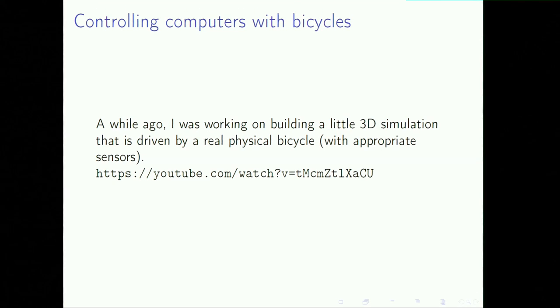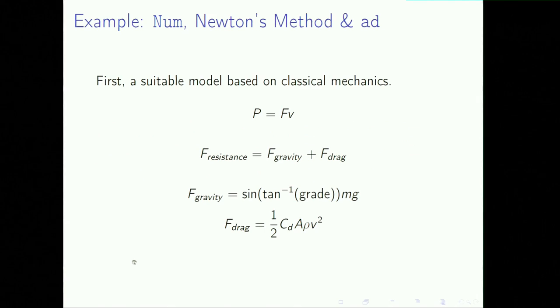So I've got an indoor bicycle. It's got a bunch of sensors on it, but the important sensor is what's called a power meter. So in the sense of classical mechanics, I have a way to measure power, that is the rate of work being done on the bike. So the first thing I need to do to build this simulation is to come up with a suitable mathematical model.